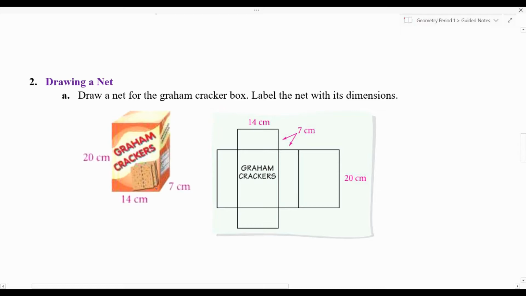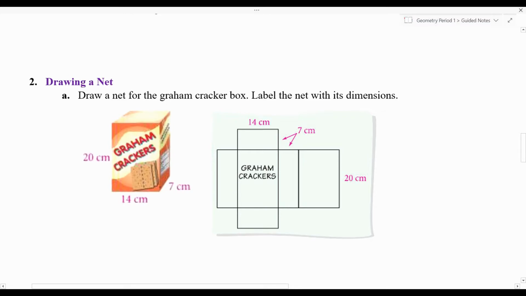It just appeared to be a square, but the dimensions tell us that the base is 14 centimeters wide and 7 centimeters deep. Now, the box itself is 20 centimeters tall. So here is the face of the graham cracker box, which is the first rectangle. We have a front and a back. We have the front right here, the back over here. We know that the height on all of this region is going to be 20 centimeters.